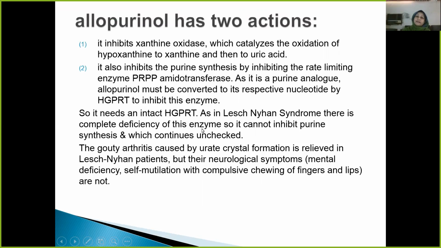So it needs an intact AGPRT, as in Lesch-Nyhan syndrome. There is complete deficiency of this enzyme, so it cannot inhibit purine synthesis, which continues unchecked. The gouty arthritis caused by urate crystal formation is relieved in these patients, but their neurological symptoms, mental deficiency, self-mutilation, and compulsive chewing of fingers and lips, these are not relieved.